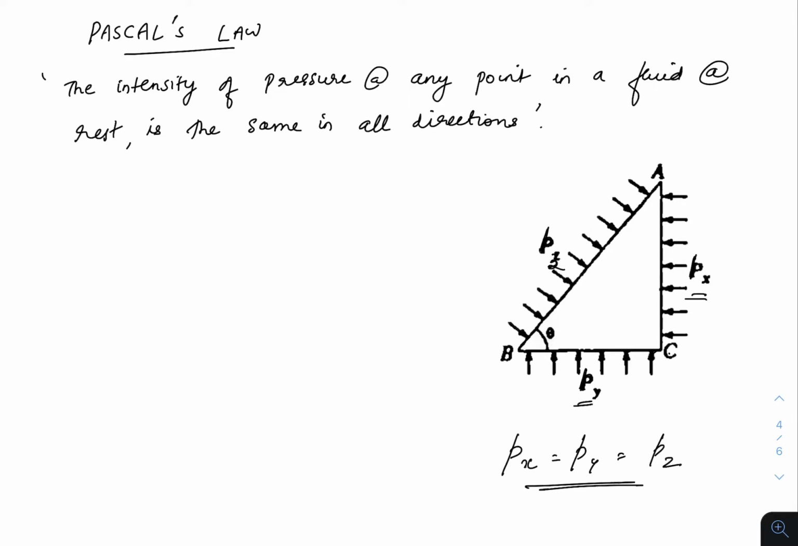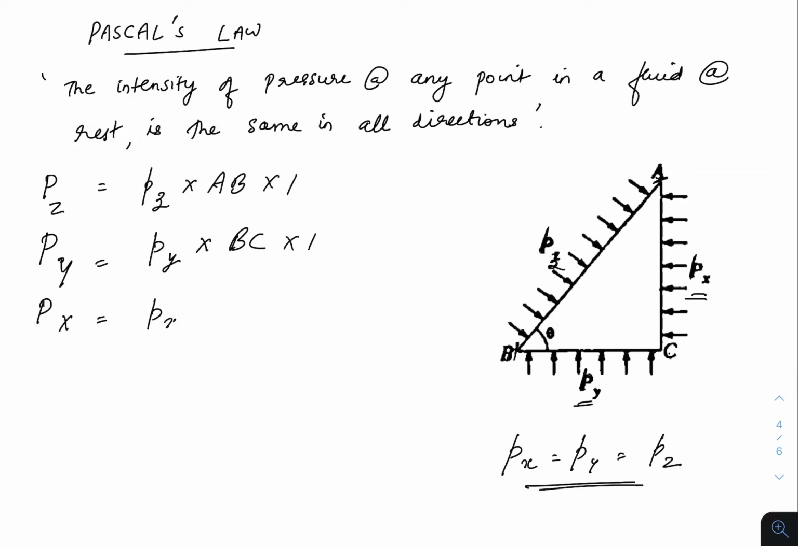Here we will have pressure forces as capital P, capital Z, everything in capital I'm representing as forces. Capital PZ will be the pressure in the z direction into its area, that is AB into 1. Then the pressure force in the y direction is equal to the pressure in the y direction into its area, that is BC into 1. Similarly, the pressure force in the x direction is equal to the pressure in the x direction into its area, that is AC into 1.